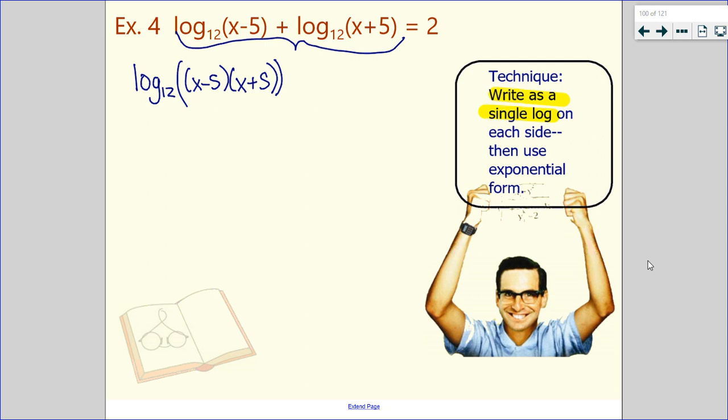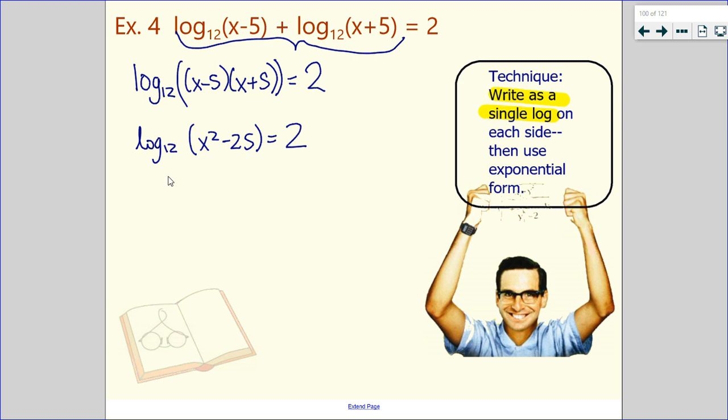So it's a log of x minus 5 times x plus 5, log base 12, and that equals 2. I might as well go ahead and multiply those together. I don't really see why not. So if I multiply those together, I get x squared. The inner and the outer term cancel because negative 5x is the inner term and positive 5x is the outer term. So those cancel out. So the inside of this log is just going to be x squared minus 25, and that equals 2.